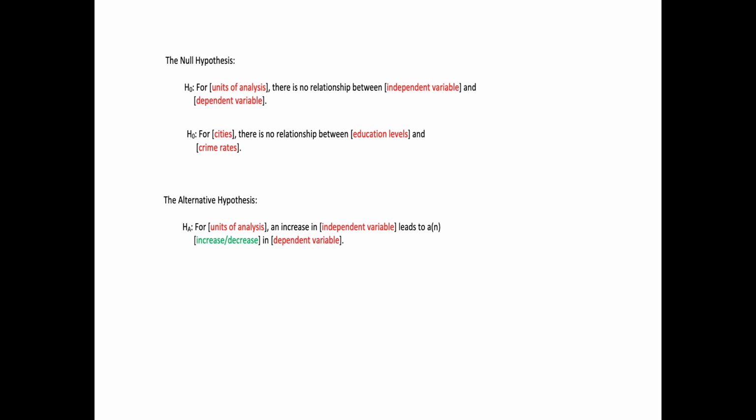The alternative hypothesis contrasts the null hypothesis by positing that there is a relationship between the two variables. If you have a directional hypothesis, you may state H subscript A, for the unit of analysis, an increase in the independent variable leads to an increase or decrease in the dependent variable. Once again, what you select depends on what your specific hypothesis is. So in our example, we might say, for cities, an increase in education levels leads to a decrease in crime rates.